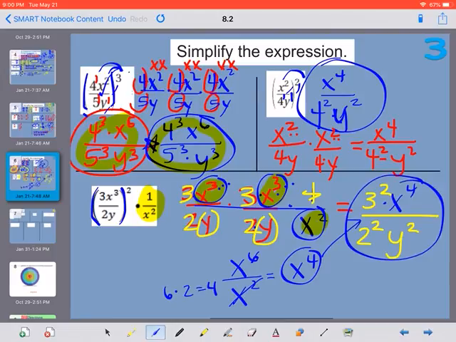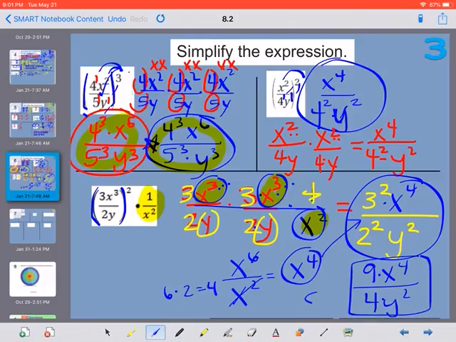That is our answer. If you want to multiply out, 3 times 3 is 9, and 2 times 2 is 4. You can do that. This is the same. If your exponent's 3 or less, I would suggest multiplying it out, but you do not have to.